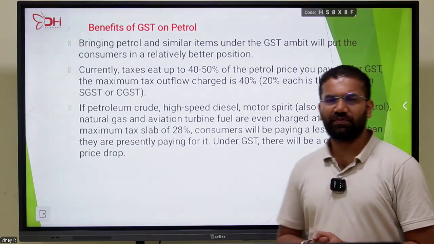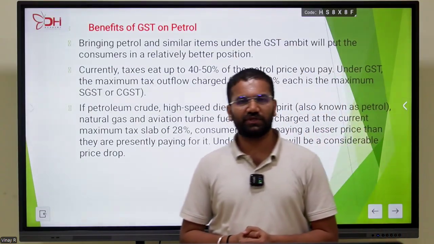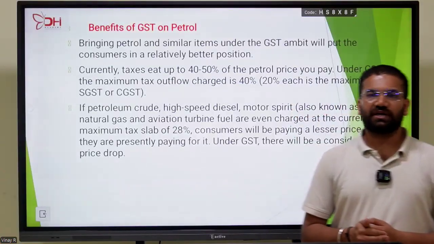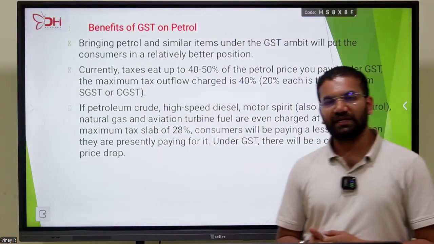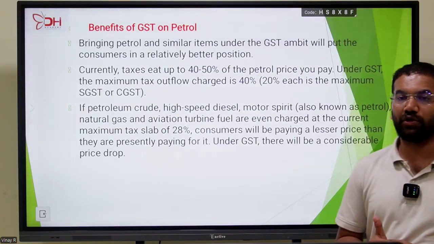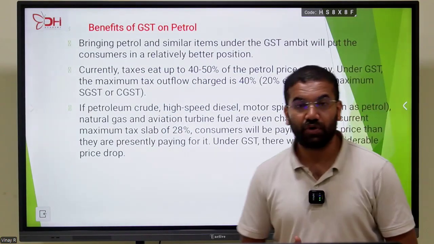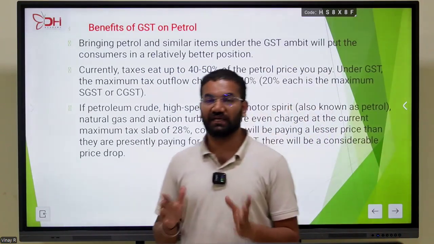And what are the benefits if we bring petrol under GST? Obviously there will be uniform taxation across the nation. And the second most important thing is that taxes eat up 40 to 50% of the petrol price paid. Under GST, the maximum charge is around 40%. Beyond that, the GST slab doesn't exist.